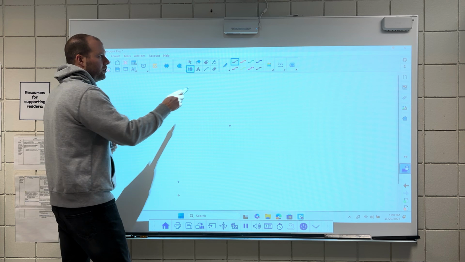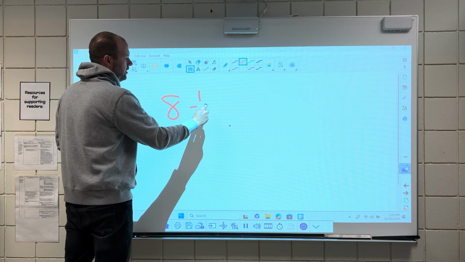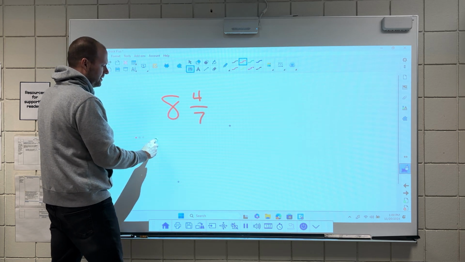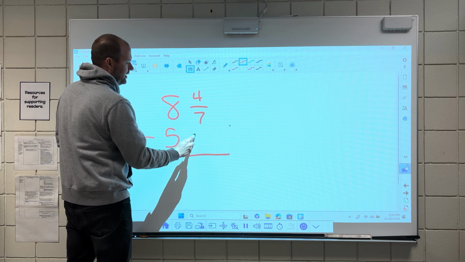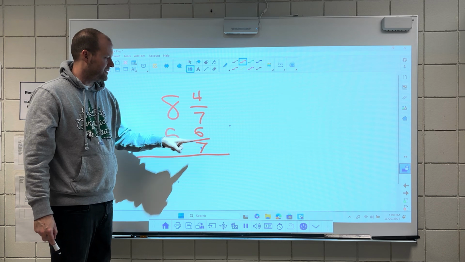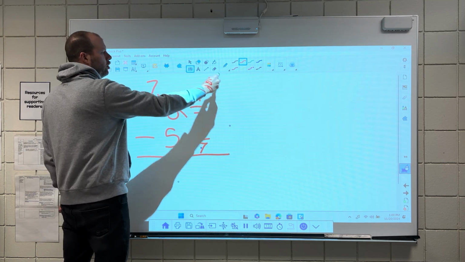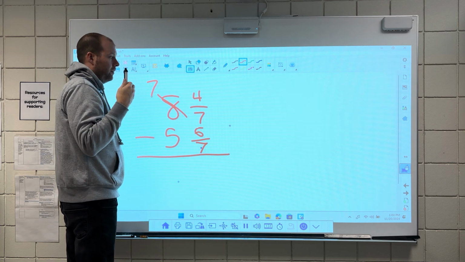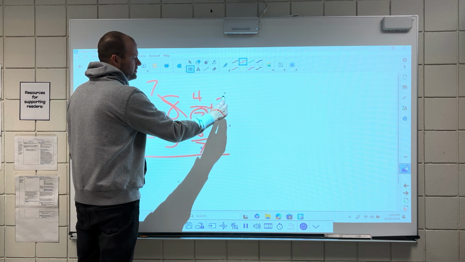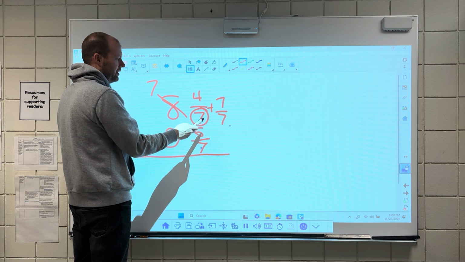I want to do one more real quick, just to go through the process. Let's say I have 8 and 1, actually I'll make it 4/7, and I'm going to subtract 5 and, let's see, 6/7. Okay, again, 4/7 is smaller than 6/7, so I need to trade. This 8 becomes a 7. I bring over a group of 1 whole. Fancy form of 1. Which fancy form of 1 should I be using? I would use 7/7, because I already have 7s. I wouldn't have to change my denominators then.